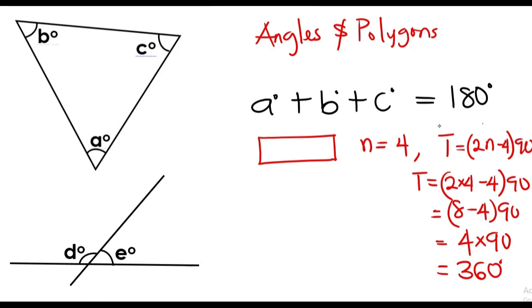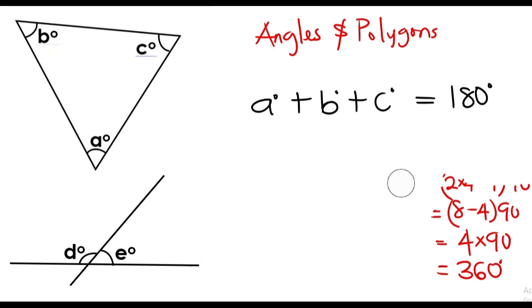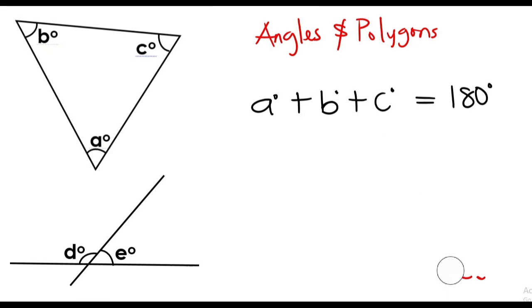So what I'm saying is that with this formula, I can know the total internal angles of any flat shape, any two-dimensional shape, any polygon. Of course, we are not into rectangle here. This is just for an illustration. So coming back to our question, this is established already.